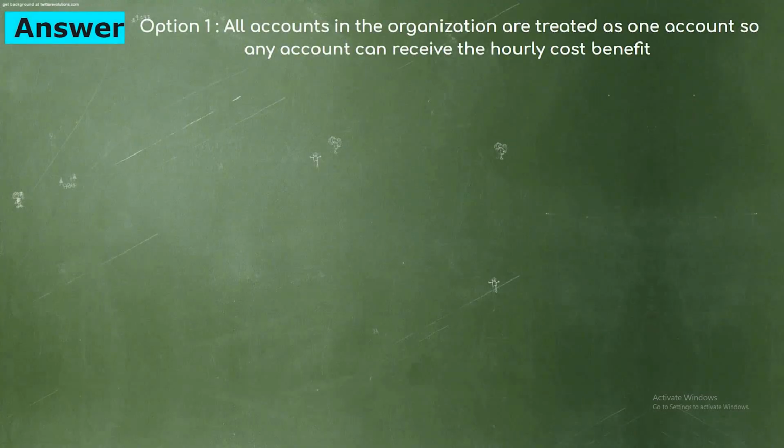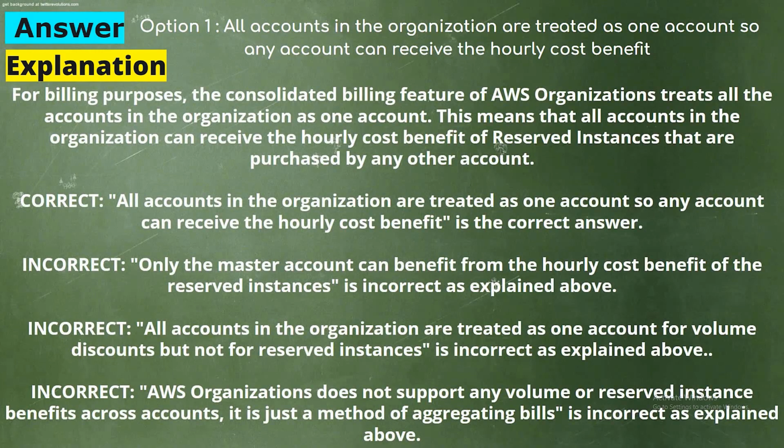All accounts in the organization are treated as one account so any account can receive the hourly cost benefit. Explanation. For billing purposes, the consolidated billing feature of AWS Organizations treats all the accounts in the organization as one account. This means that all accounts in the organization can receive the hourly cost benefit of reserved instances that are purchased by any other account.